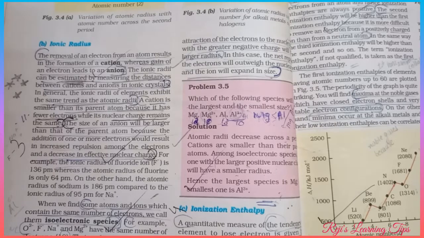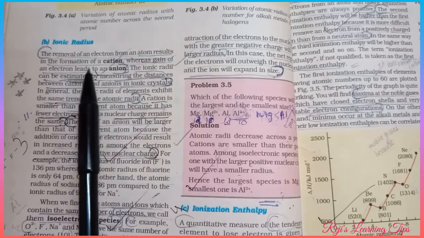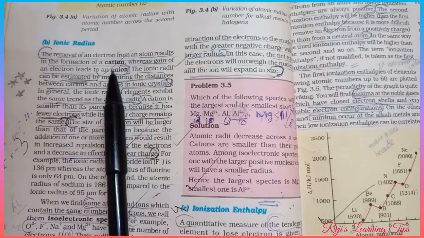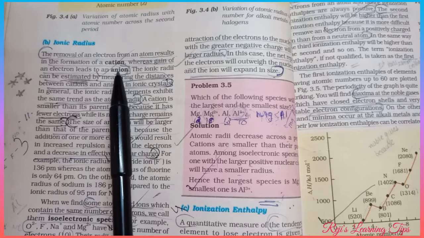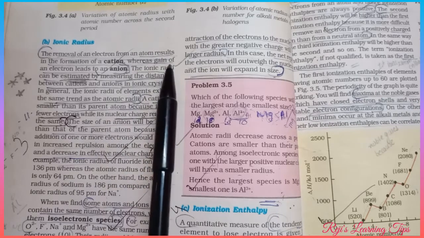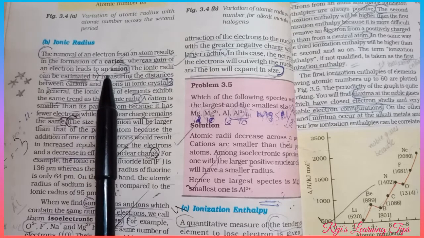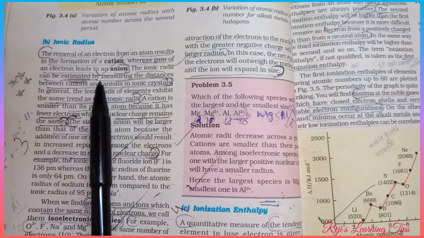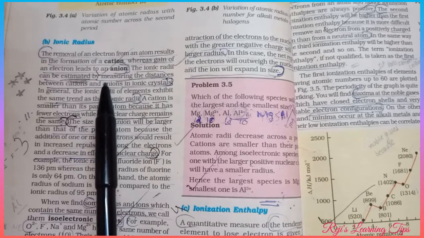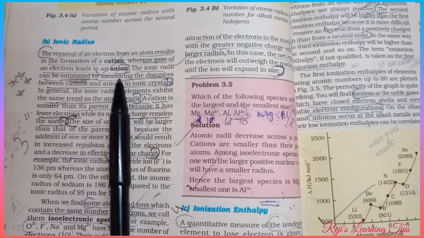Ionic radius. The removal of an electron from an atom results in the formation of a positive ion, that is known as a cation, whereas gain of an electron leads to an anion. Removal of an electron results in the formation of a cation. The gain of an electron leads to the formation of an anion.